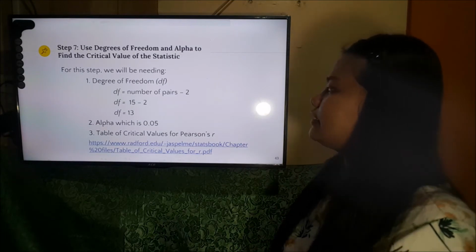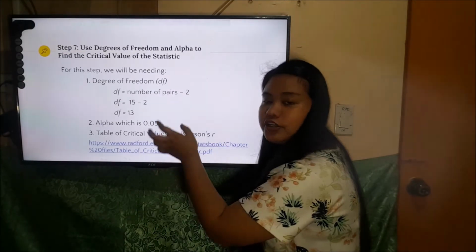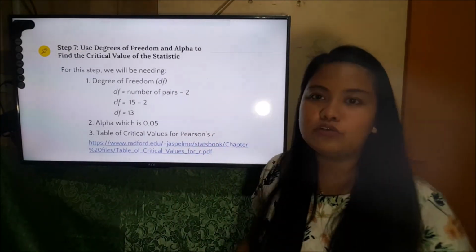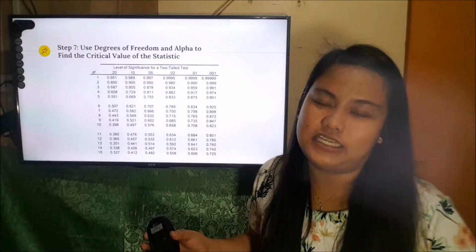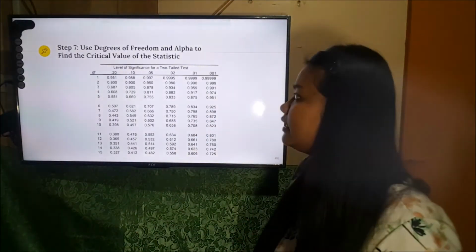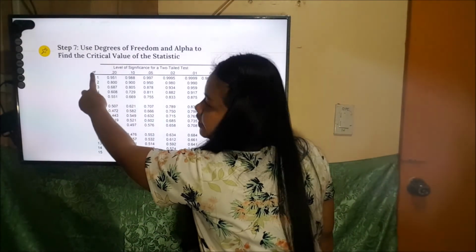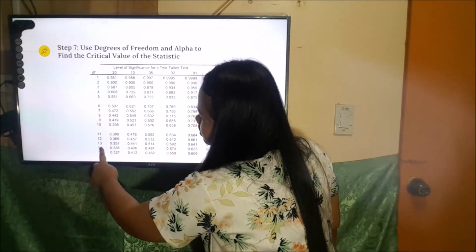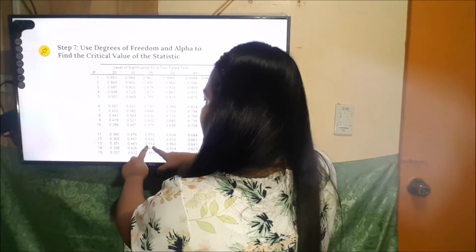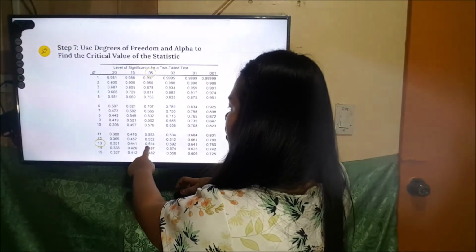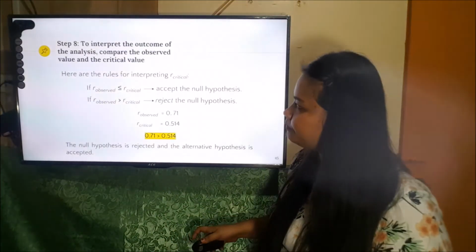And the third information that we need is a table for critical values. I already attached a link here. You have to click it and it will bring you to a table of critical values for Pearson's R. This is what you're going to see if you click that link. Since our alpha is 0.05 and our degree of freedom is 13, let's look. So this is our critical value, 0.514. That is our critical value, okay?